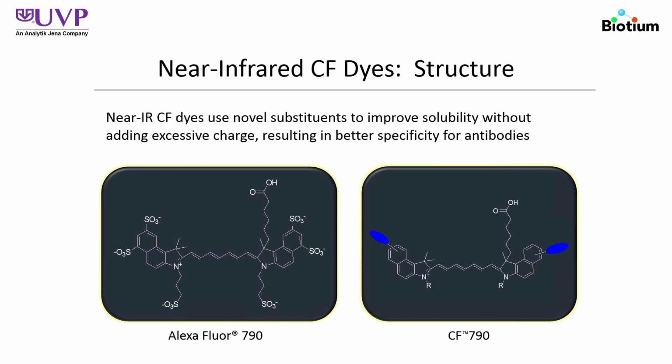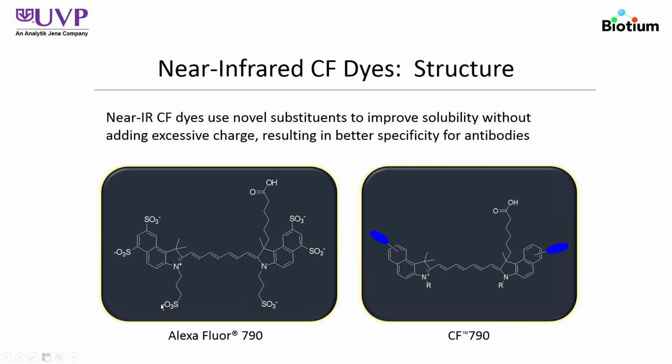So near-infrared CF dyes were designed to have some advantages over other near-infrared dyes that are currently on the market, specifically in the dye chemical structure, with modifications to make the dyes more water soluble. Near-infrared dyes in general tend to be on the larger end of organic molecules. They are very hydrophobic and have rigid structures. And this leads to poor water solubility and a tendency for the dyes to aggregate. And when the dyes aggregate, their fluorescence actually becomes quenched.